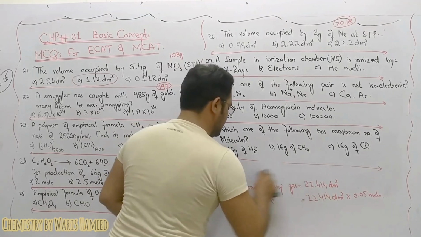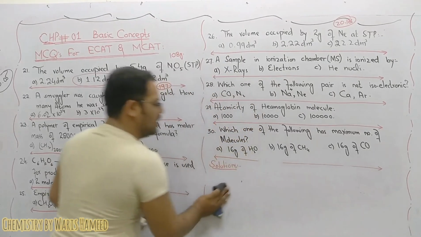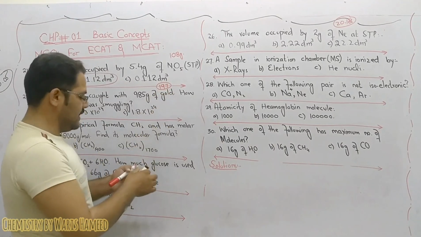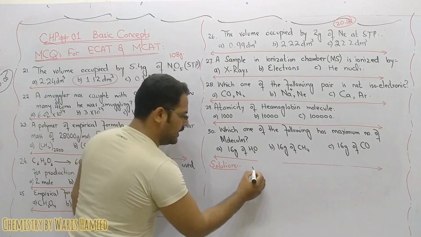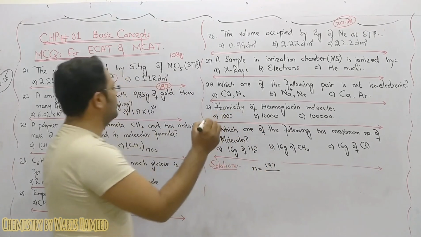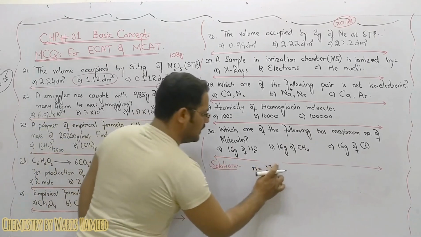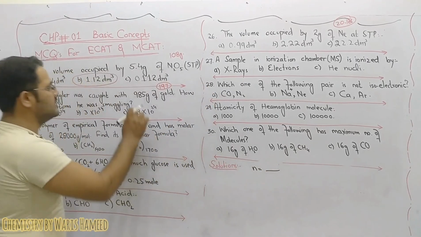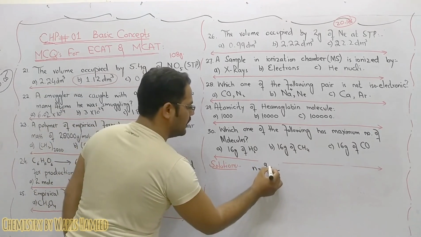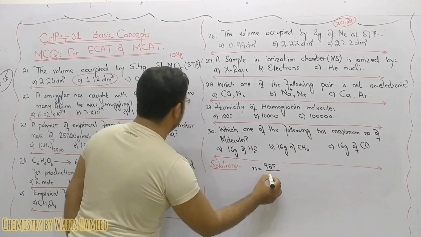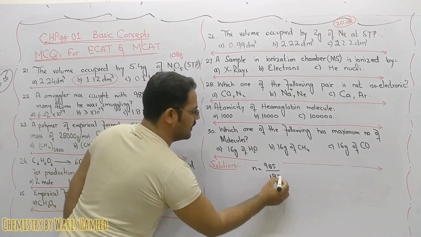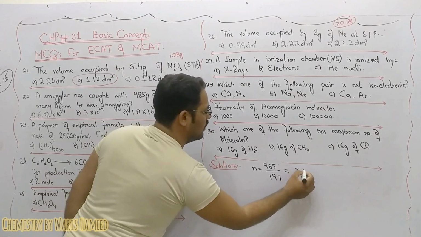We know that the molar mass of gold is 197. Then we can calculate N is equal to the given mass, that is 985, divided by 197. Here will be the mole.